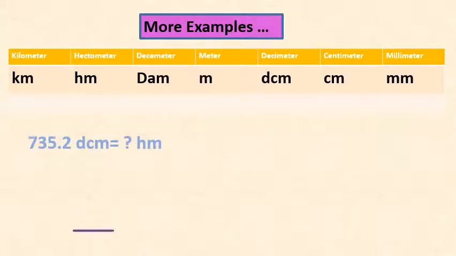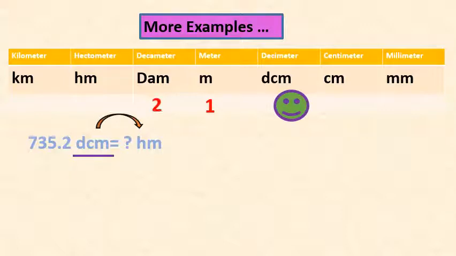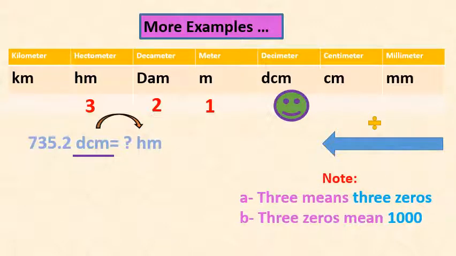More examples. So this is the table, and the question is 735.2 decimeters. We're going to hectometers. So where are we? We are in decimeters. Where are we going? We're going to hectometers. So put a smiling face in decimeters, and let's start counting places. 1 for the meters, 2 and 3. So we are moving backwards. It means what are we doing? We are dividing. So dividing by what? We said 3 means 3 zeros, and 3 zeros mean 1,000.